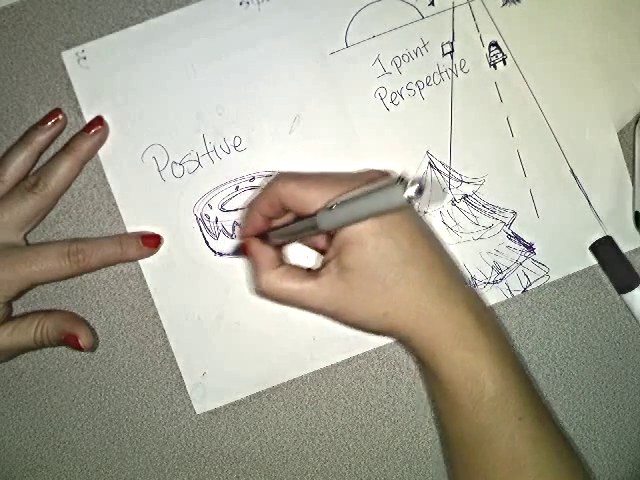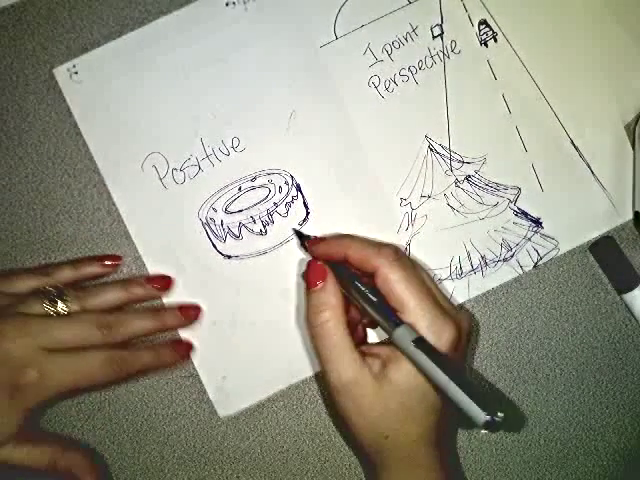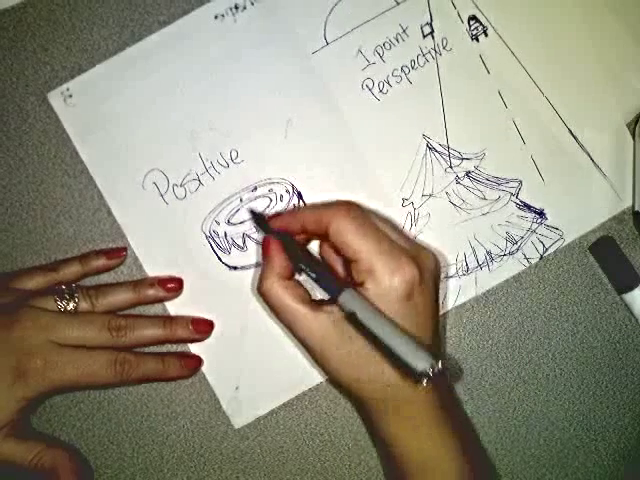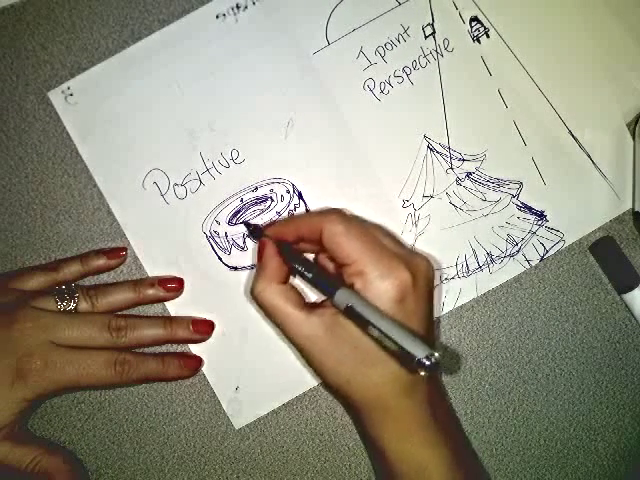So to make it look not like a can, I would round out my edges. But yeah, it is kind of like a cylinder. And then I would have to create some shading in here to make it look like this part goes farther back.